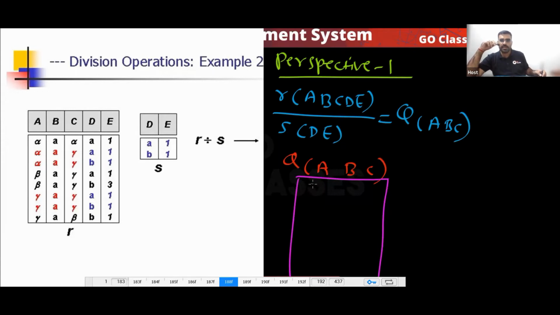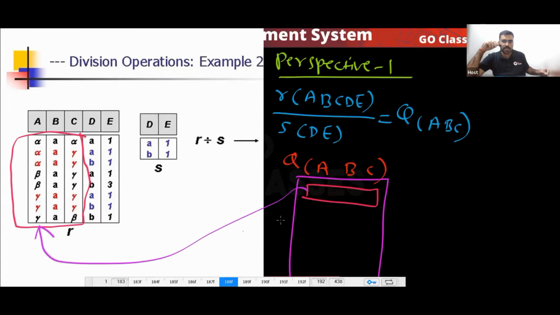So here, tell me ABC. Remember, these entries will come from here. Where will this entry come from? This entry will come from here. Yes or no? Only these people can come. Agree or not? You only have to check and verify these people. Whatever I put here, only these people can come. No one else can come. This is the first point.